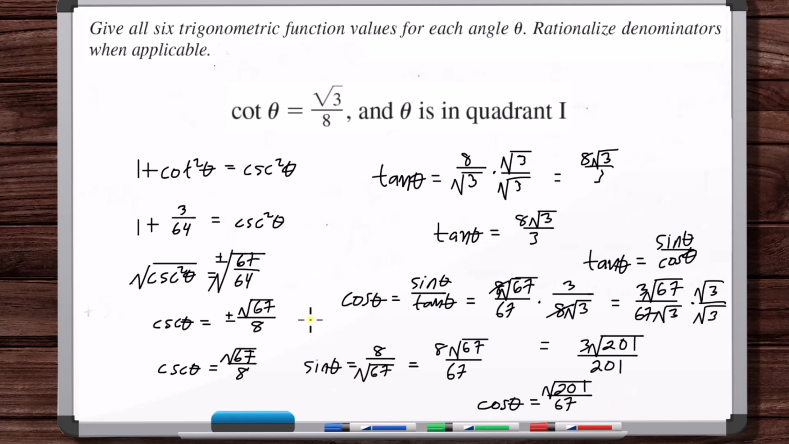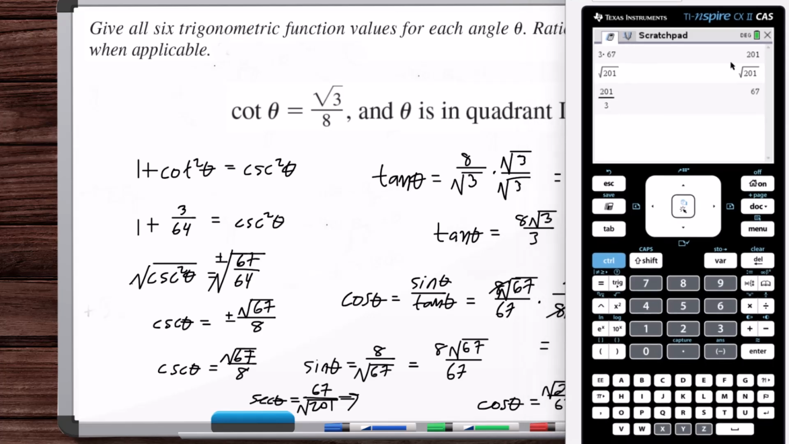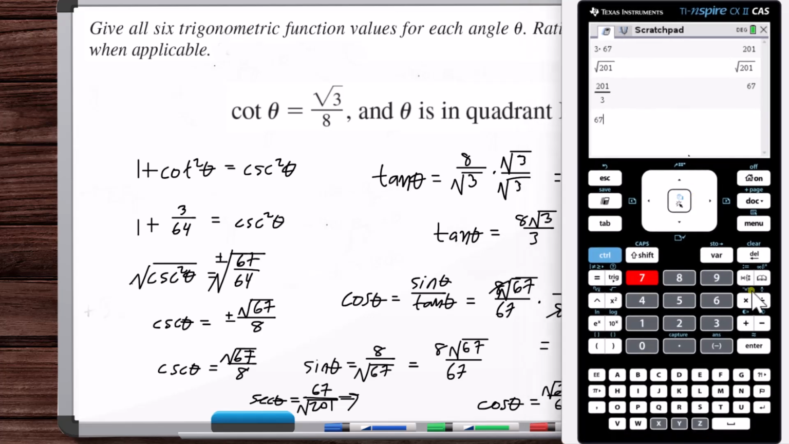Okay, and so the reciprocal of cosine is secant. So 67 over root 201. That's going to be, so it's taking forever. 67 over... is root 201 over 3.